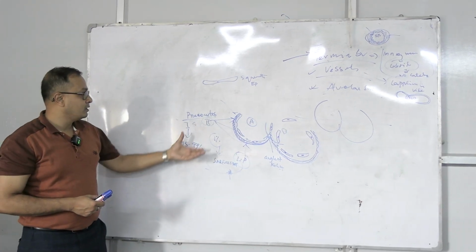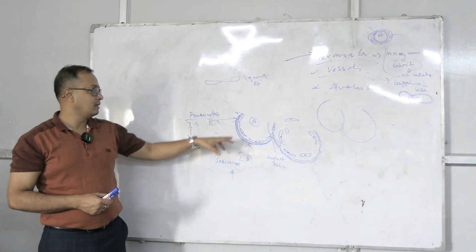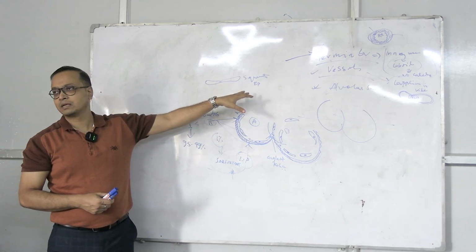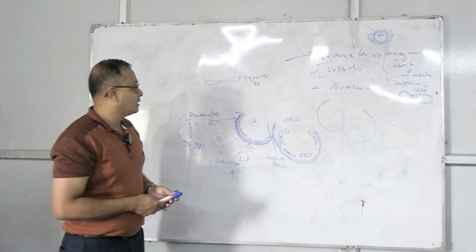Now, out of these pneumocytes, the type 1 pneumocyte is the predominant population in the alveoli. They look like flat squamous epithelium. They are lining over here. Now, the other element that we need to understand over here.